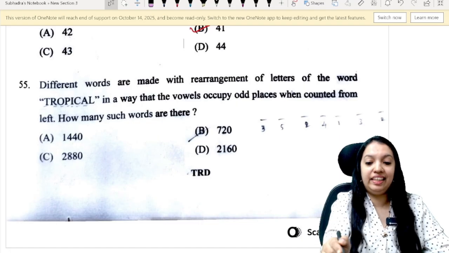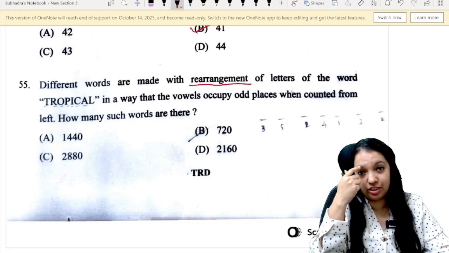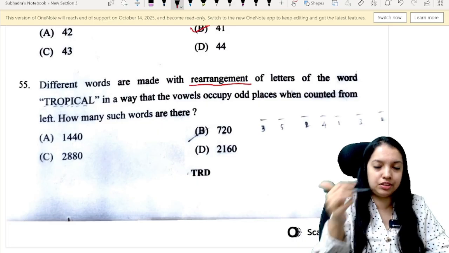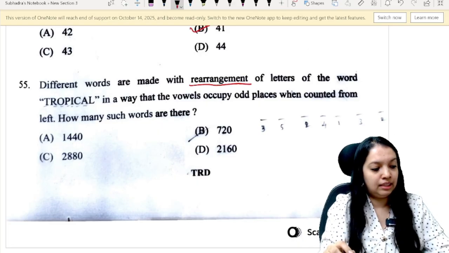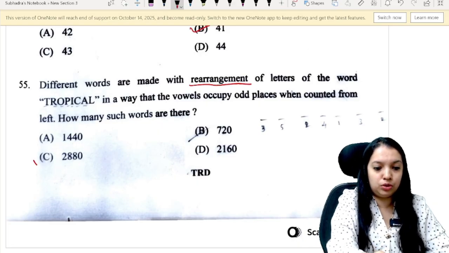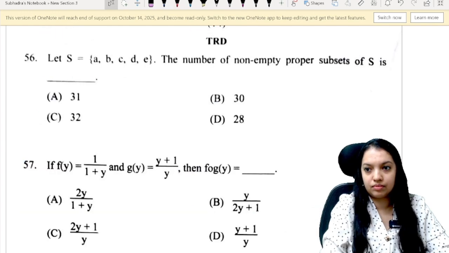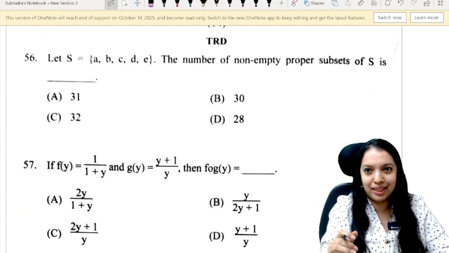Next question is rearrangement of the letters of the word tropical with certain conditions given for vowels in odd places. The answer for this question is 2880.